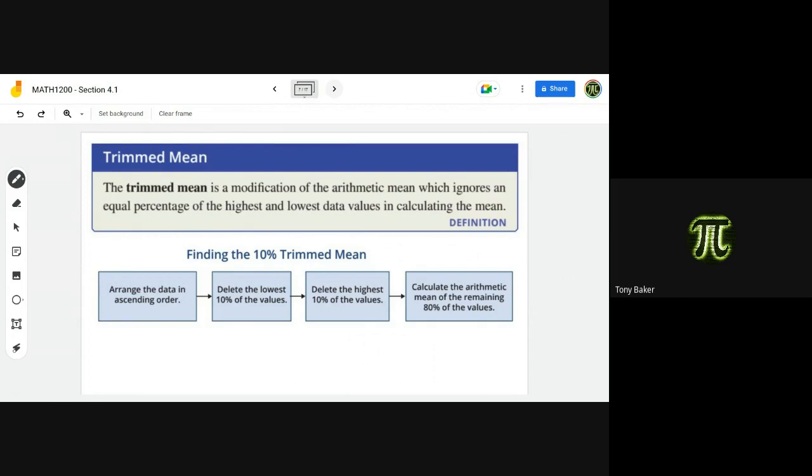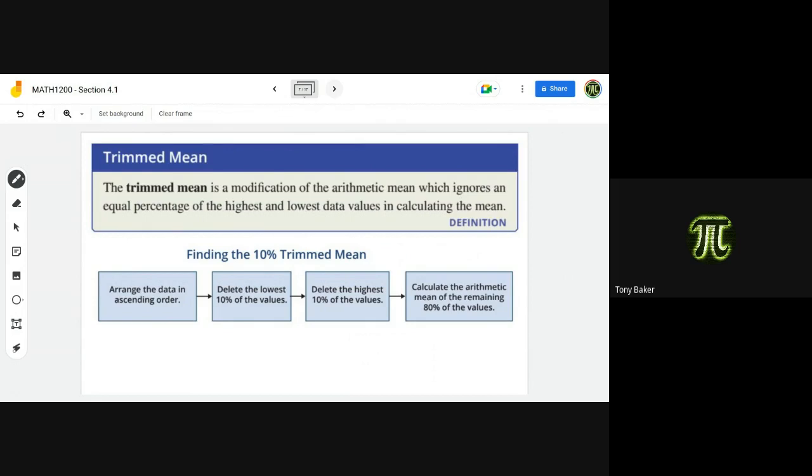If you ever watch figure skating and old school gymnastics, or actually diving does it too, they'll cut off the highest one and the lowest one. And then they average the other ones. That's what trimming your mean is. So when you're looking for a trimmed mean, you're cutting off a certain percentage of the values from the top and the bottom.